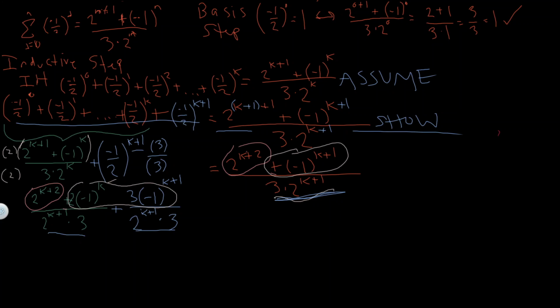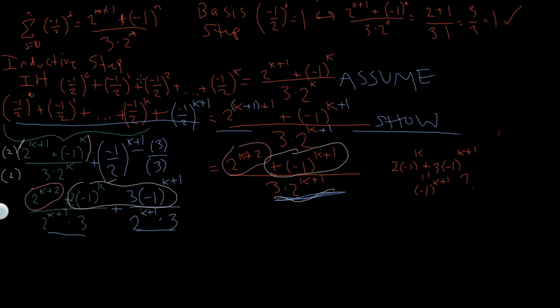What I'm asking is, is it true that 2 times negative 1 to the k plus 3 times negative 1 to the k plus 1, is it true that that equals negative 1 to the k plus 1? This is my question. So at first glance, it may not seem obvious, but let's just work this out.